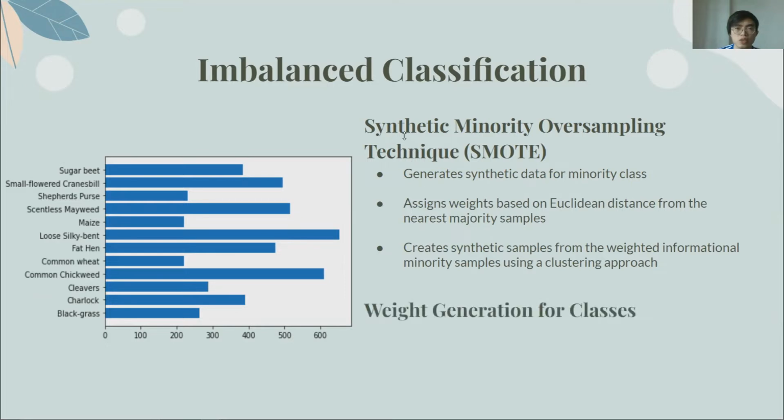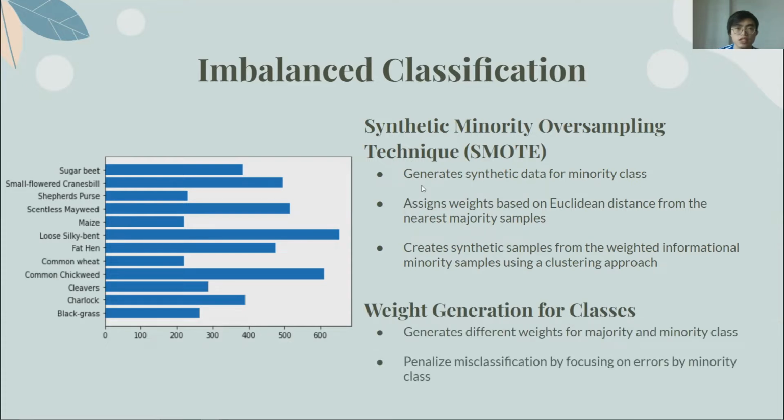The second method is to do a weight generation based on the size of the classes. A bigger weight is assigned to the minority class, while a smaller weight is assigned to the majority class. This will penalize misclassification errors made by the minority class and thus reduce the bias due to imbalanced classes. These weights are generated using the compute class weight function from the scikit-learn library.